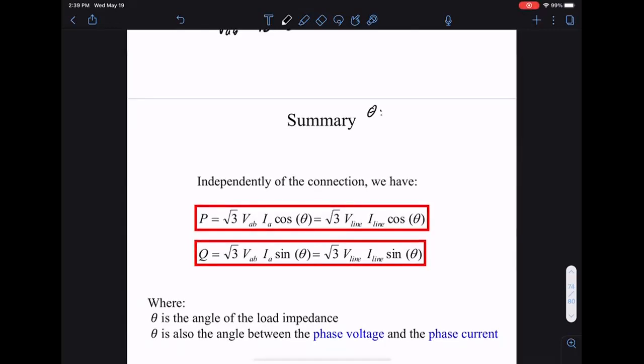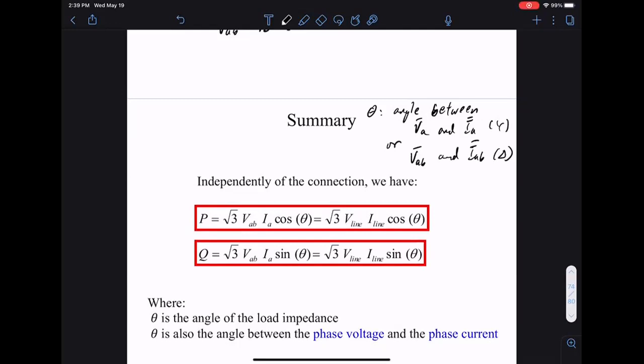So theta is the angle between VA and IA, or VAB and IAB. Right, so you can look at the phase. For a Y connection, this is between VA and IA. For a delta connection, this is VAB and IAB.